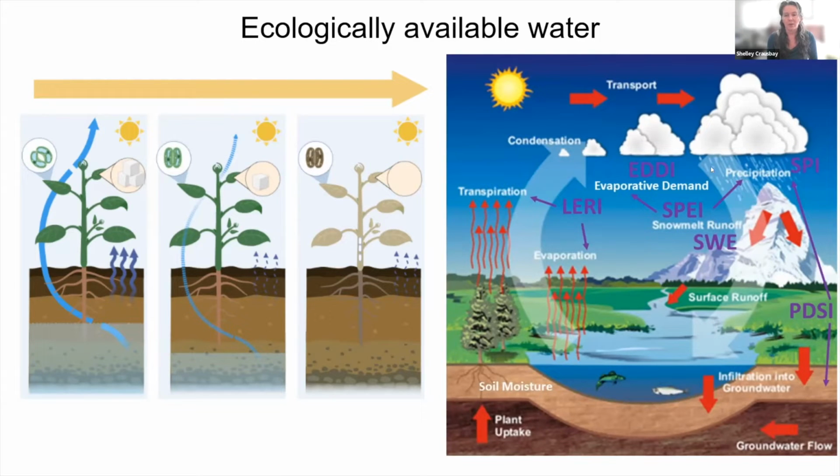So here on the right, I'm showing a graphic that's trying to map this. The standardized precipitation index is talking about precipitation, and the FDSI is trying to integrate soil moisture and precipitation, and EDDI is all about evaporative demand, and so forth. So these different drought indices are representing different parts of the water cycle.